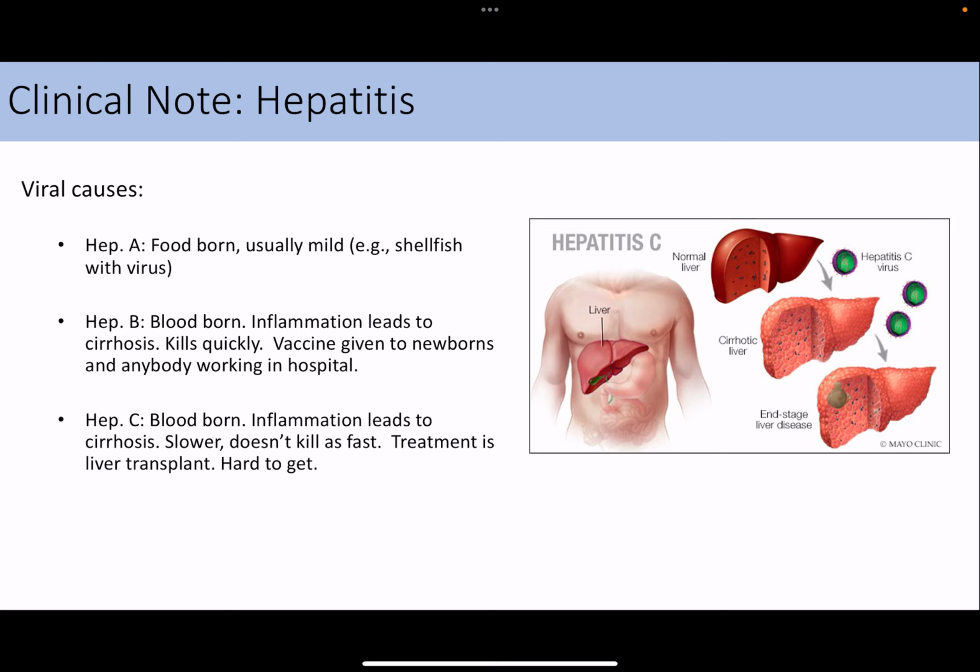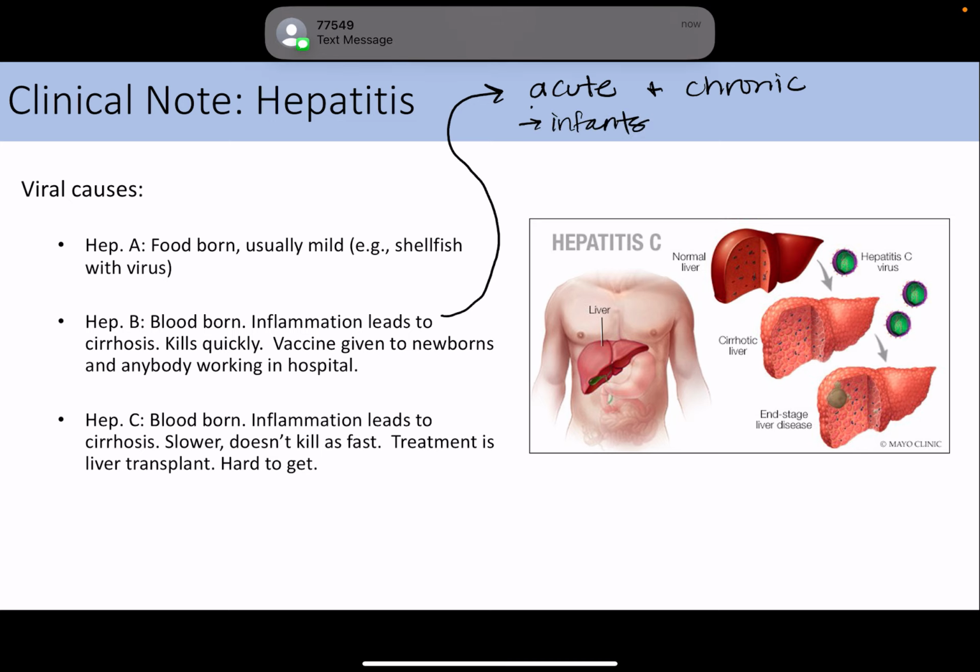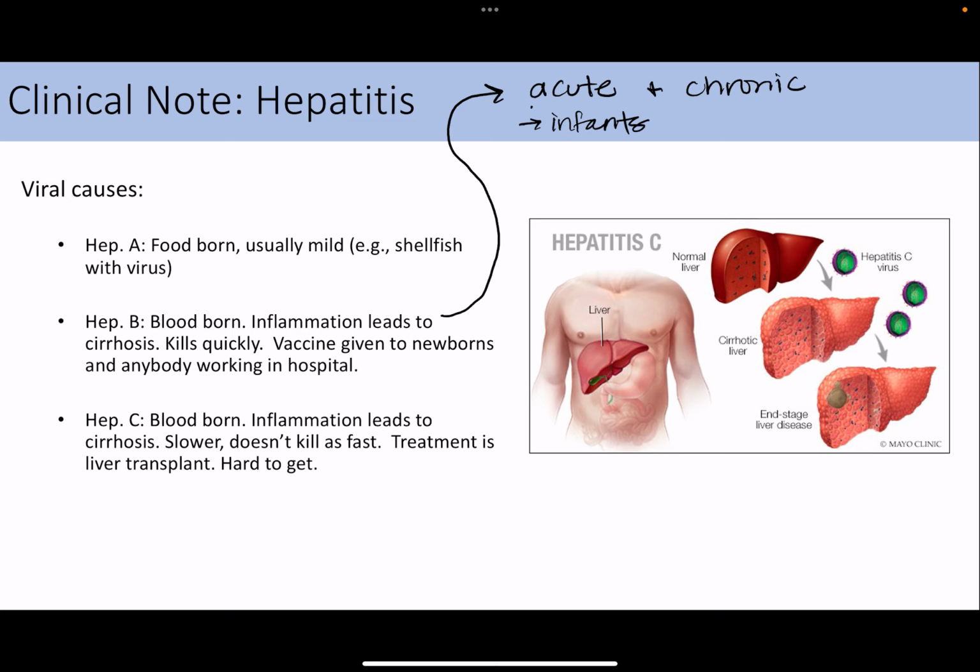There are a couple different forms of Hep B. It can be either acute, which is a rapid onset, or it can be chronic. And infants, because of their underdeveloped immune system, are more likely to develop chronic hepatitis B.